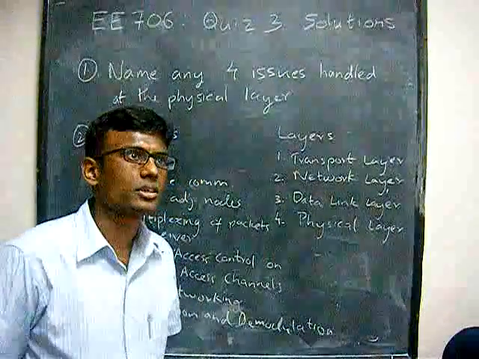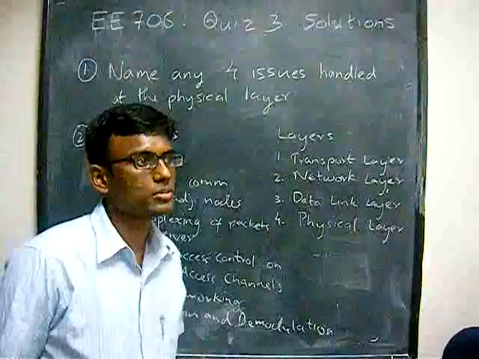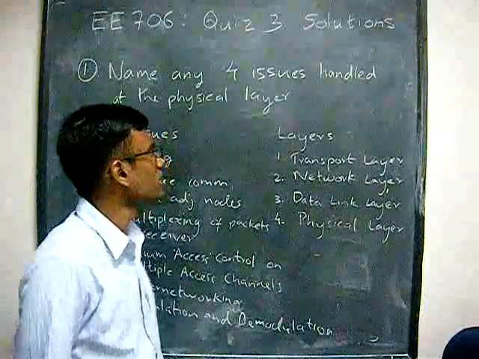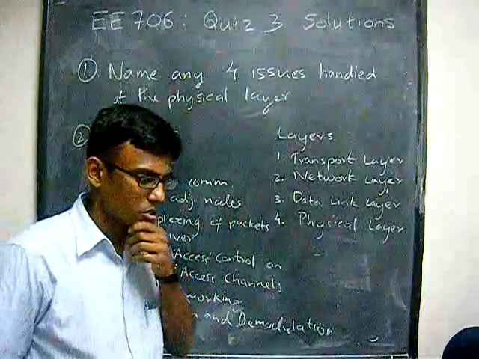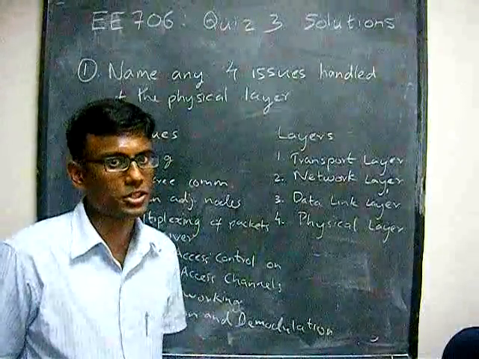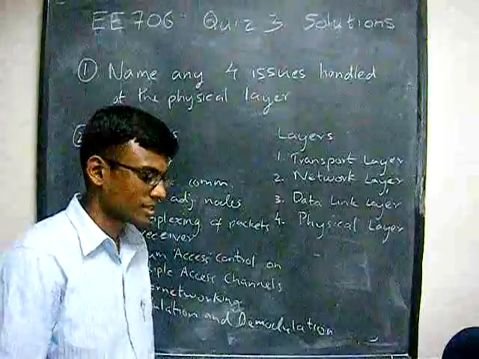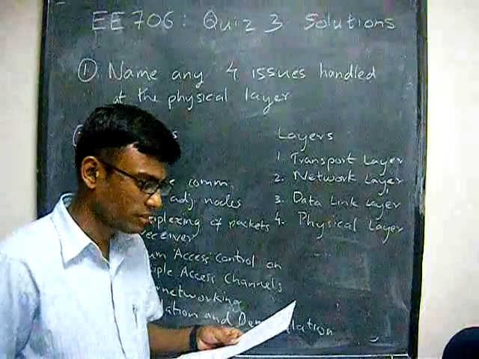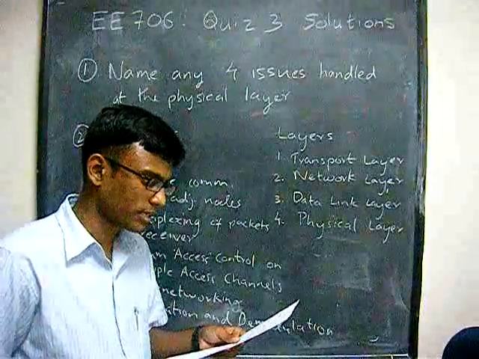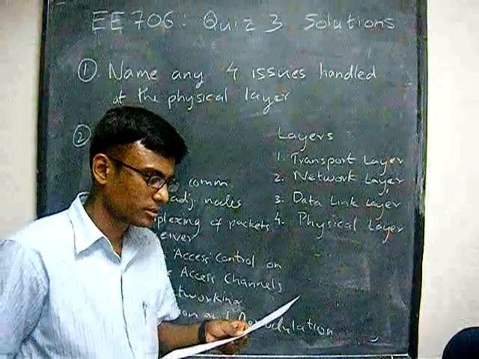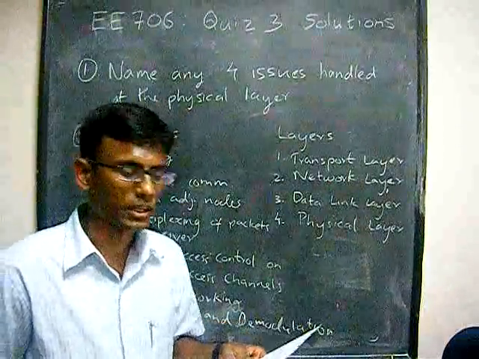So the issue is sending bits across, but the solution is modulation and demodulation. Since it's debatable whether they are issues or solutions, I accepted the solutions also, like delay lock loop and things like that. So that question was just to see if you understood at least some of the things I explained about the physical layer.